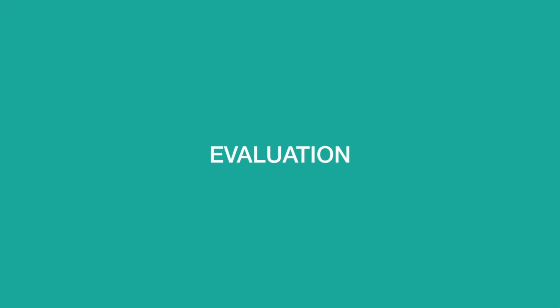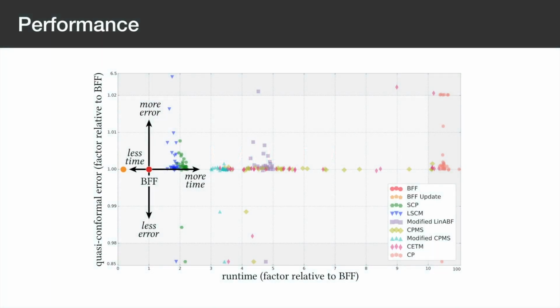I've already shown that BFF produces maps with quality comparable to nonlinear schemes. But it turns out that even in terms of performance, BFF is faster than current methods, including linear ones. In particular, it's about twice as fast as LSCM to obtain a single flattening, and an order of magnitude faster than that to edit the flattening.